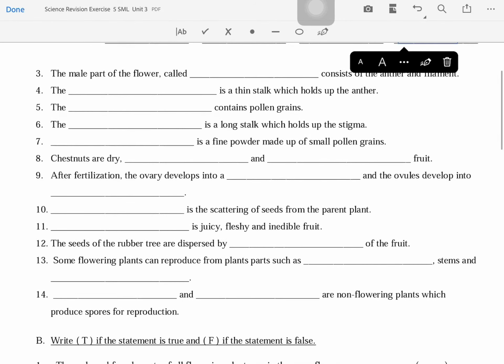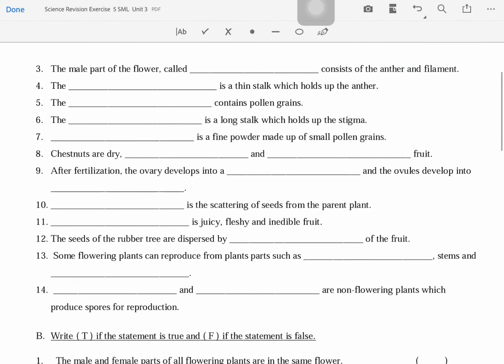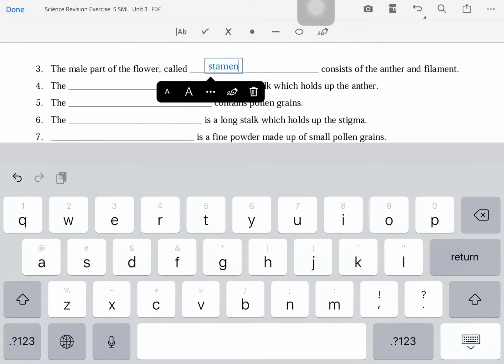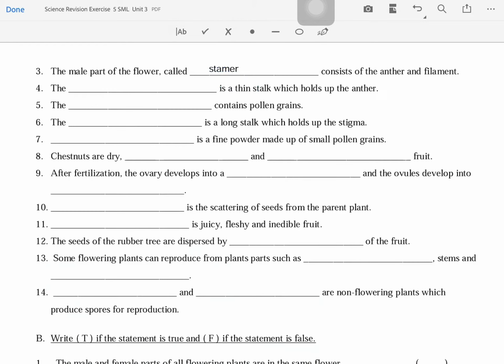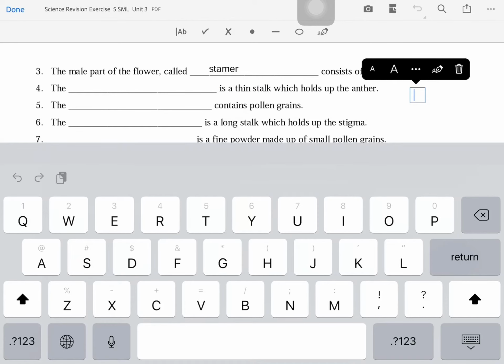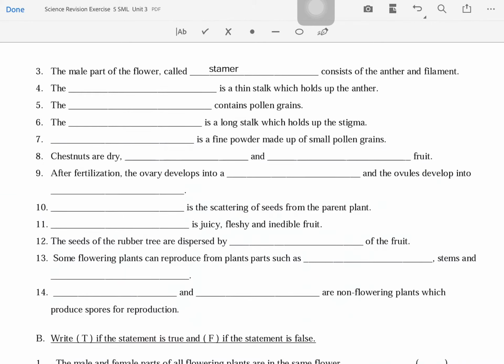Now moving to the third question. You can find your answers in page 52 of your textbook. There is the male part and the female part of the flower. The male part of the flower, we call it the stamen. This is the male part of the flower. Then moving on to question number 4.